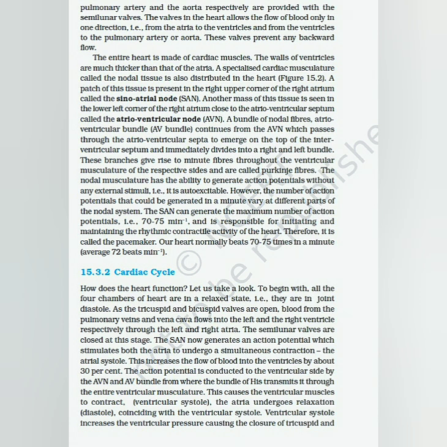A bundle of nodal fibers, the atrioventricular bundle, AV bundle, continues from the AVN, which passes through the atrioventricular septa to emerge on the top of the interventricular septum and immediately divides into a right and left bundle. These branches give rise to minute fibers throughout the ventricular musculature of the respective side and are called Purkinje fibers.